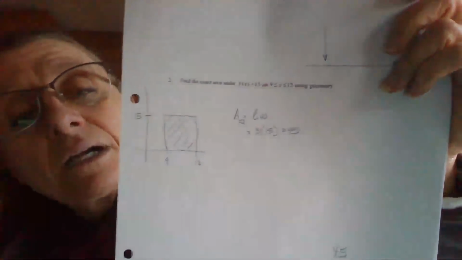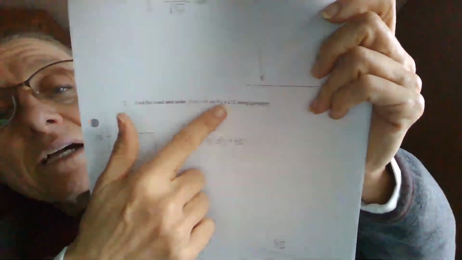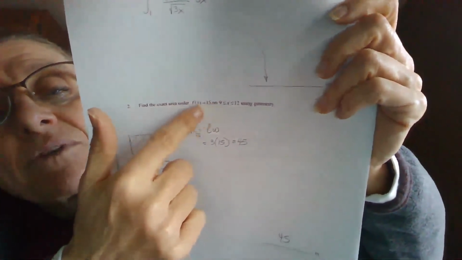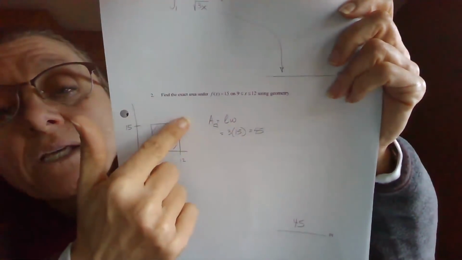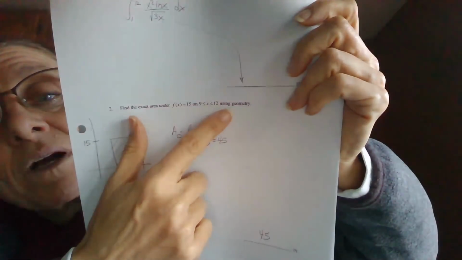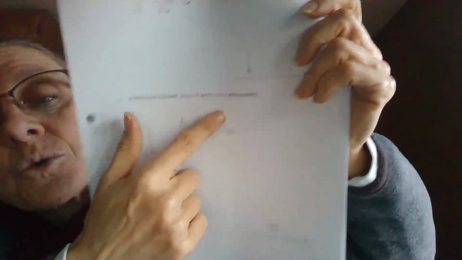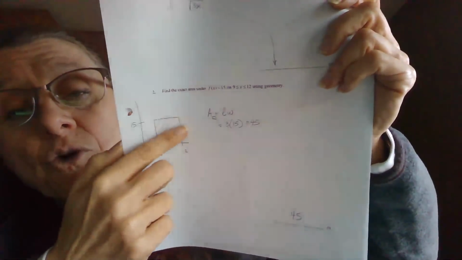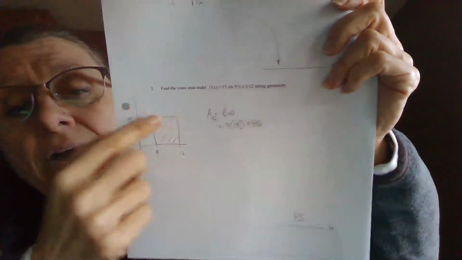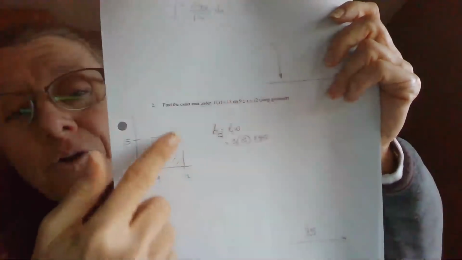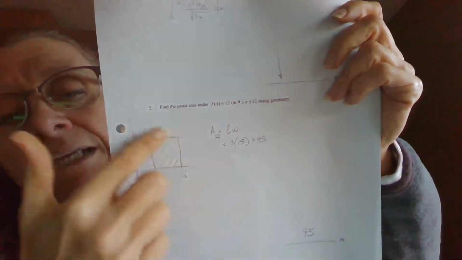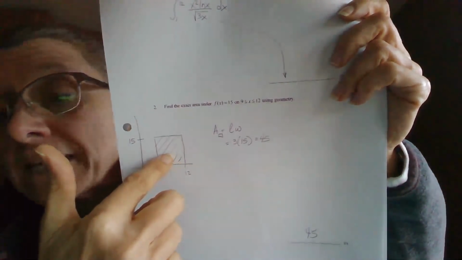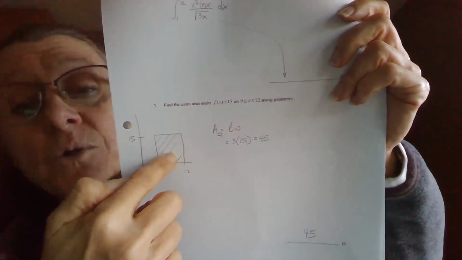All right, and then this one was just if the function is a constant, that means it's a horizontal line. If we're going from 9 to 12, then you're just drawing this shape. We're finding the area under the curve, which is not a curve. It's just a straight line. So you can just take the area of the rectangle to get the area under the air quotes curve.